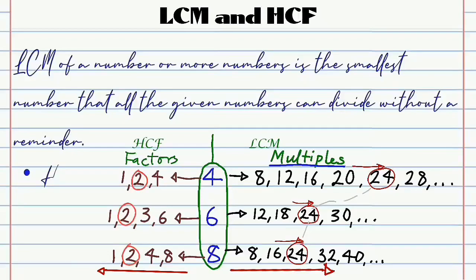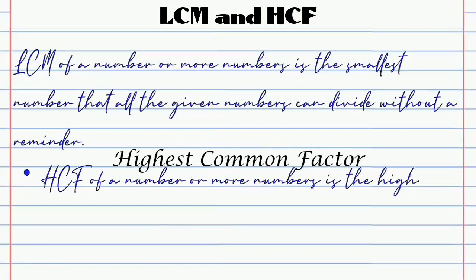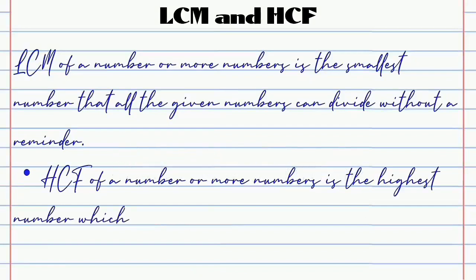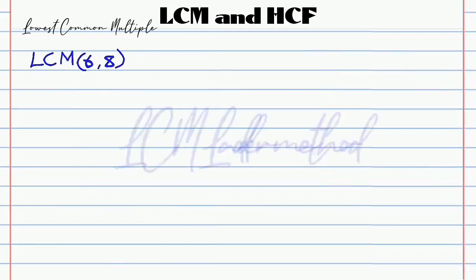2 is the highest common factor of 4, 6, and 8. Why is 2 the highest common factor? 2 is the highest number that can divide these three numbers without a remainder. You see, factors of a number are those numbers which can divide the given number without a remainder. But what is HCF? HCF of a number or set of numbers is the highest number which can divide all the given numbers without a remainder. Let's find the LCM of two numbers like 6 and 8.